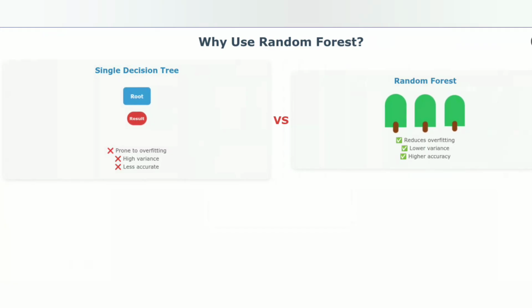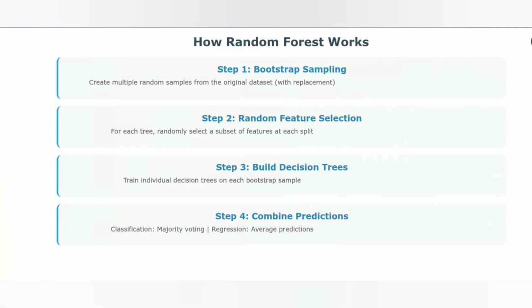Now let's break down exactly how random forest works. The algorithm follows 4 main steps, and understanding these steps is crucial to understanding why random forest is so effective. First, bootstrap sampling. Random forest creates multiple random samples from your original dataset using a technique called bootstrap sampling. This means it randomly selects data points with replacement, so some data points might appear multiple times in a sample, while others might not appear at all.